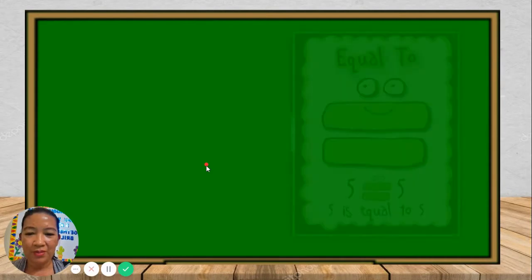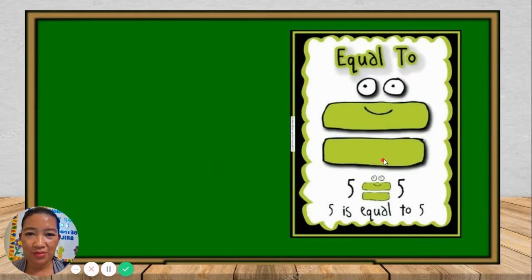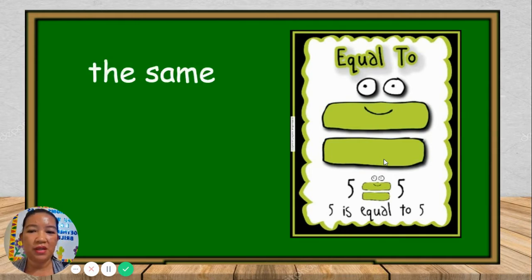Okay. What about the symbol here? We say equal to. Can you say that? Say equal to. When we say equal to, there are words that will help us identify what it means. The first one is they are the same. Yes, when we say equal, put it in your mind, they are the same. Or they are alike. Yes, that's right.